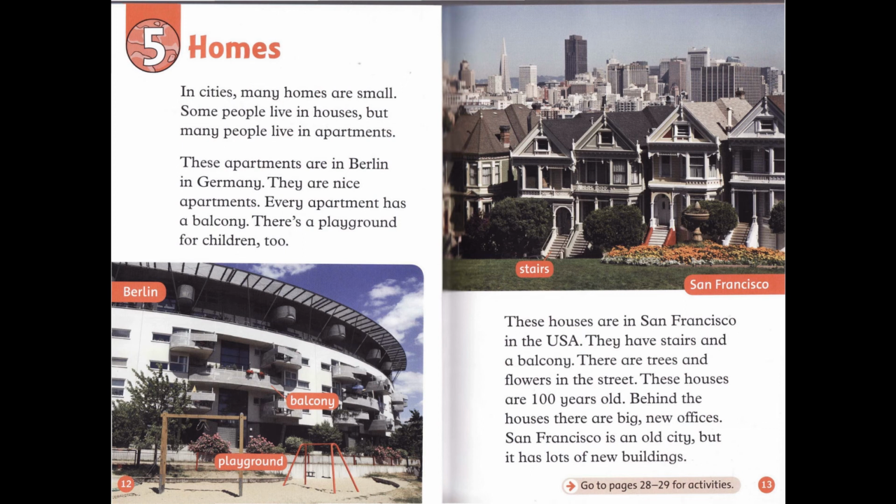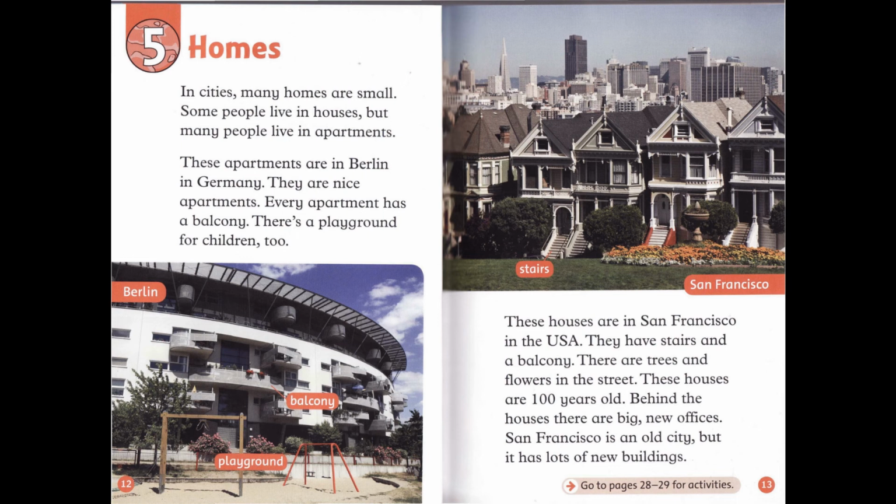These houses are in San Francisco in the USA. They have stairs and a balcony. There are trees and flowers in the street. These houses are 100 years old. Behind the houses, there are big new offices. San Francisco is an old city, but it has lots of new buildings.